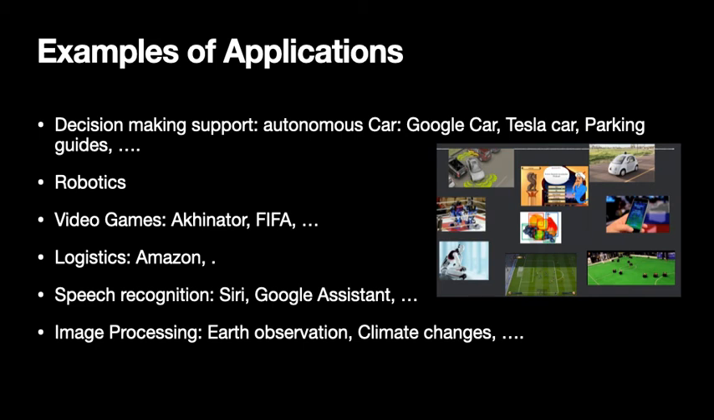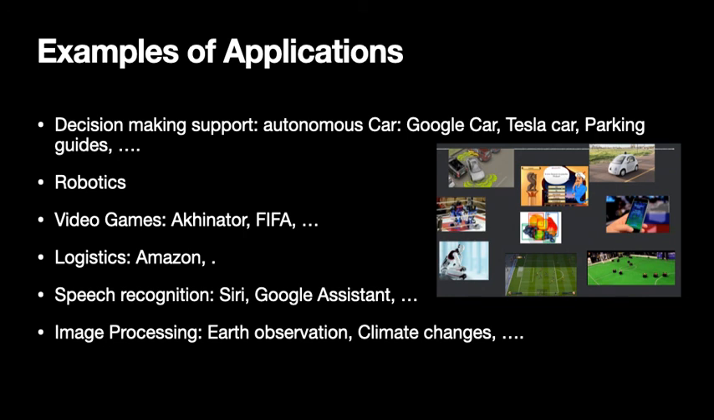For example, in decision-making you can have autonomous cars, like the Google car, the Tesla car, parking guides, and so on. Different guides in a car when we drive. We also have robotics and video games. Please try Akinator, which is a free game, and Akinator is based on knowledge engineering techniques. You also have FIFA, which is based on a multi-agent system, because there are different small agents that try to interact together, based on your interaction with the game.